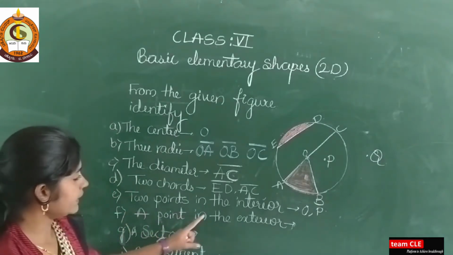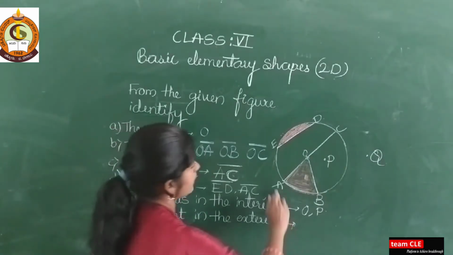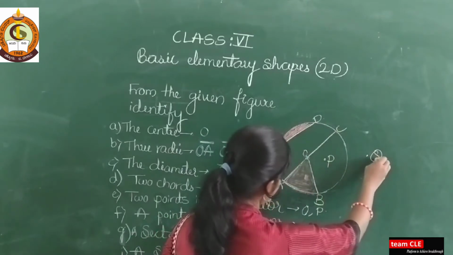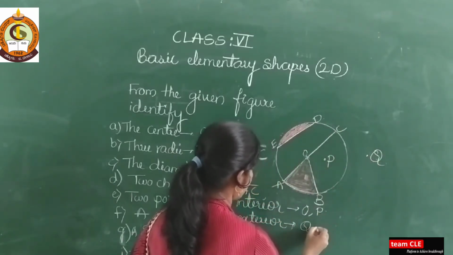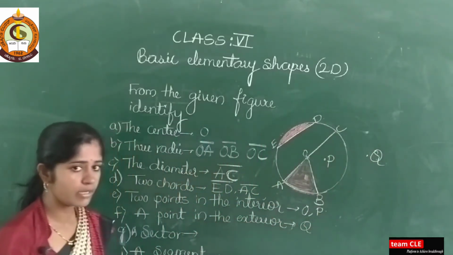Next, a point in the exterior. Tell me where it is, and that is Q. The point is outside the circle, so that is the exterior point.